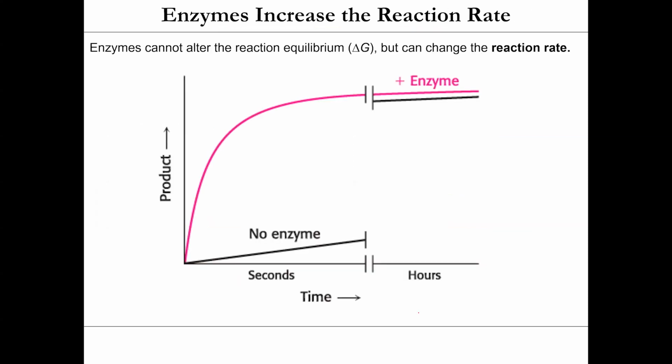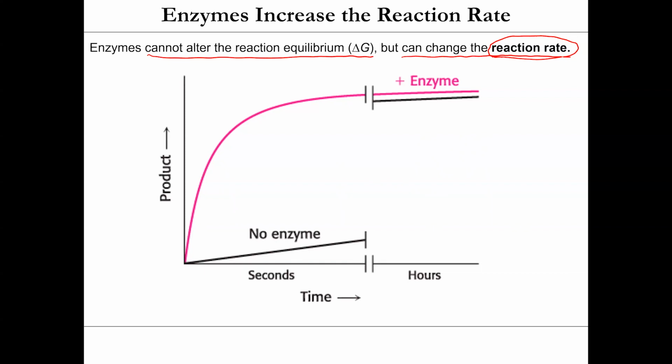Why I keep emphasizing this is because the point of enzymes, or the function of enzymes, is that they increase the rate of reactions. So enzymes cannot alter the reaction equilibrium, but they can change the reaction rate. This is demonstrated in this graph here.